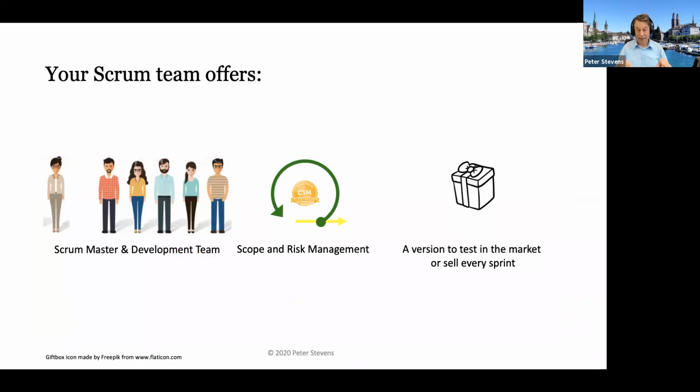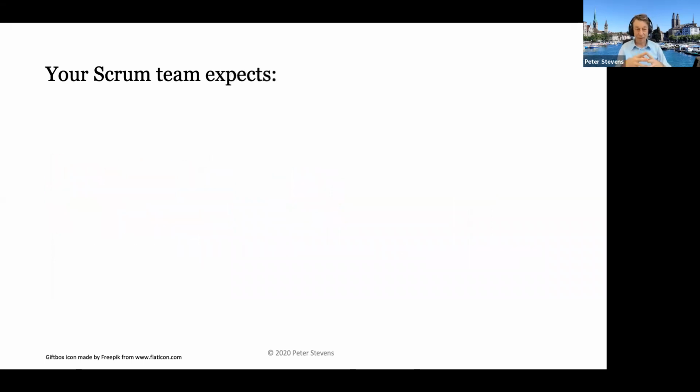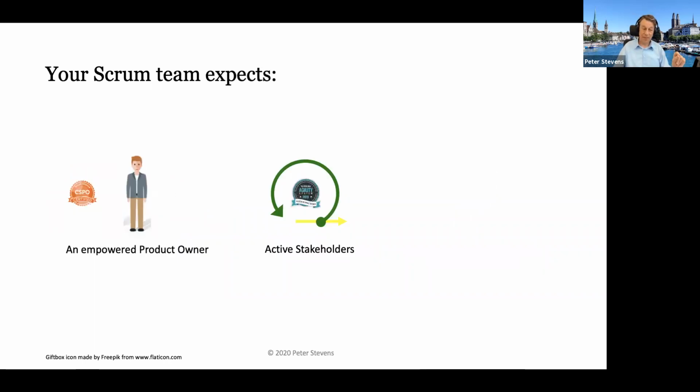And you should be getting, or if you are the agile team, you should be producing a version of the product that you can test in the marketplace or sell, or that the client can use every sprint. We call this a potentially shippable product, but think of it in a more tangible fashion: something you can use, something you can sell, or something you can test in real life every sprint. What they need from their client is a product owner who's empowered to make decisions, and they need active stakeholders who will come to the sprint reviews. Why? Because they need constructive feedback at each sprint.